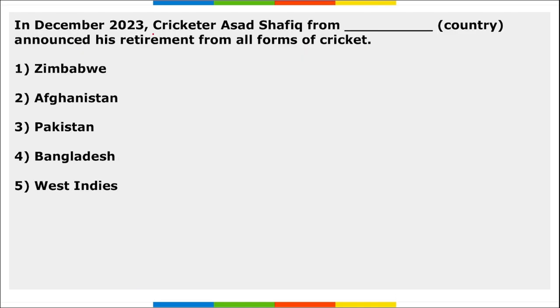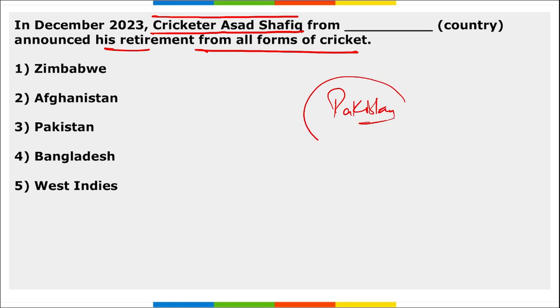Next, cricketer Asad Sharif from which country announced his retirement from all forms of cricket? So, cricketer Asad Sharif, he is from Pakistan and has announced retirement from all forms of cricket.